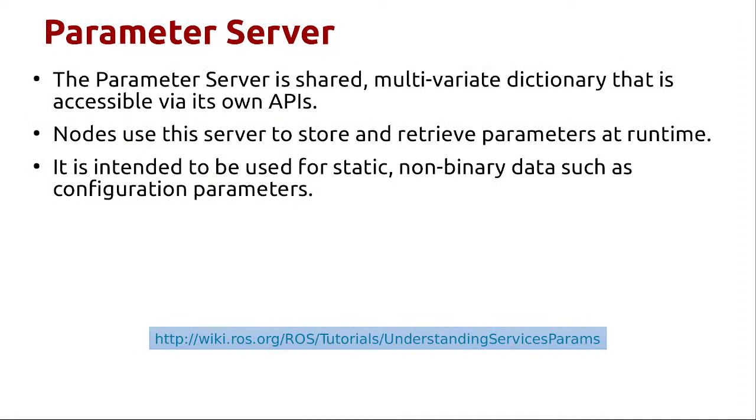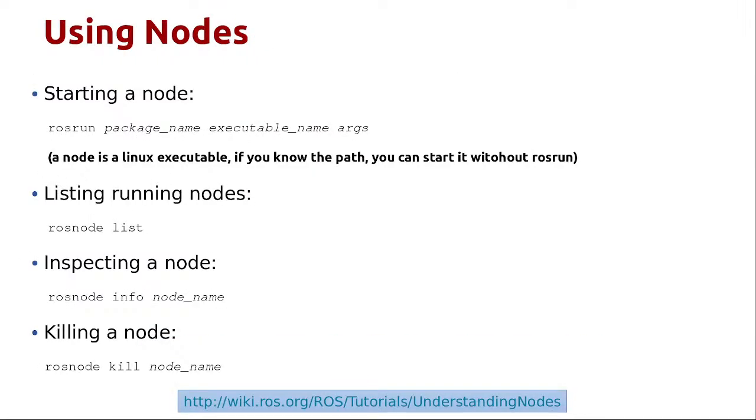The concept of a parameter is kind of, what is a parameter? It is a pair. The parameter has a name and has a value, right? The name is a string, and the value can be integer, float, double, a primitive type.